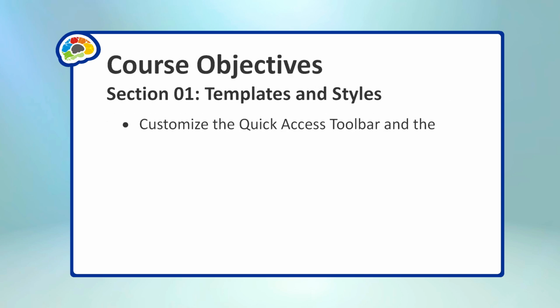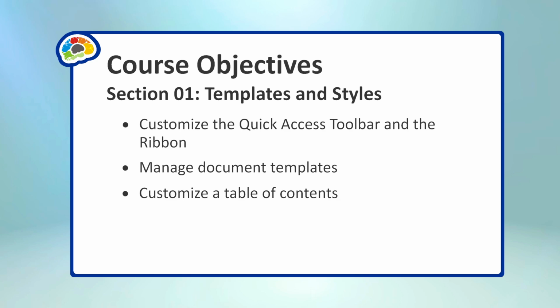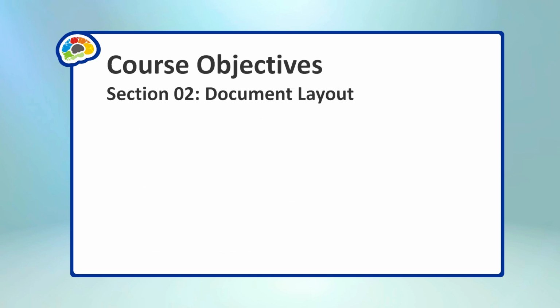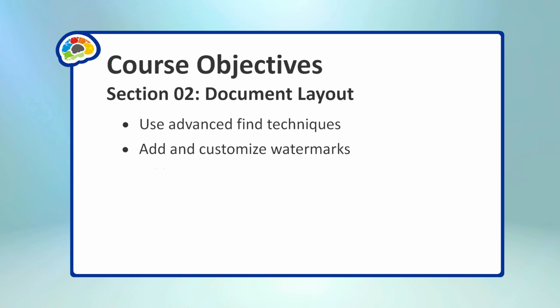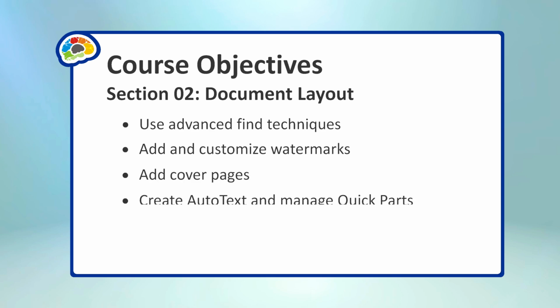We'll start by customizing the Quick Access toolbar and the ribbon. We'll also manage document templates. Then we'll customize a table of contents, master font options, and create and manage styles. Next, we'll use advanced find techniques, add and customize watermarks, and add cover pages. We'll also create auto text and manage quick parts.